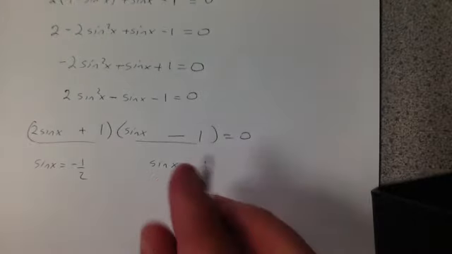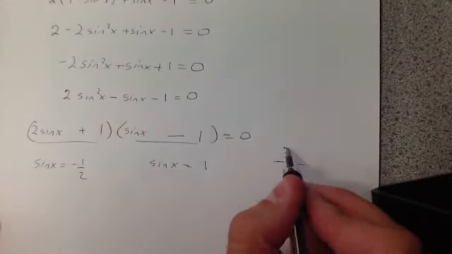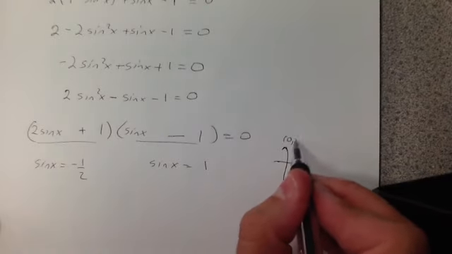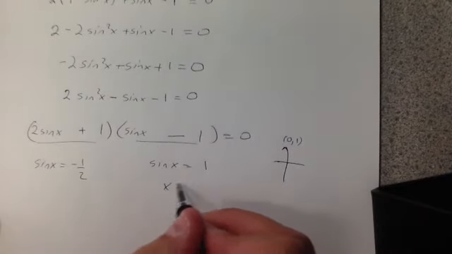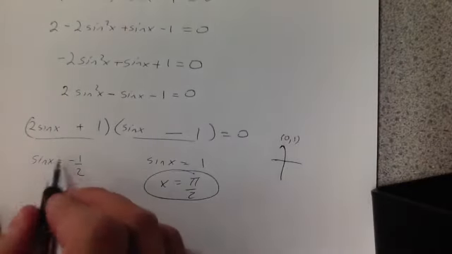But be careful. Where is the sine of x equal to 1? If I look at my quadrantals, that's my y values. Sine is 1 up here because it's 0, 1. So x over here is just pi over 2.